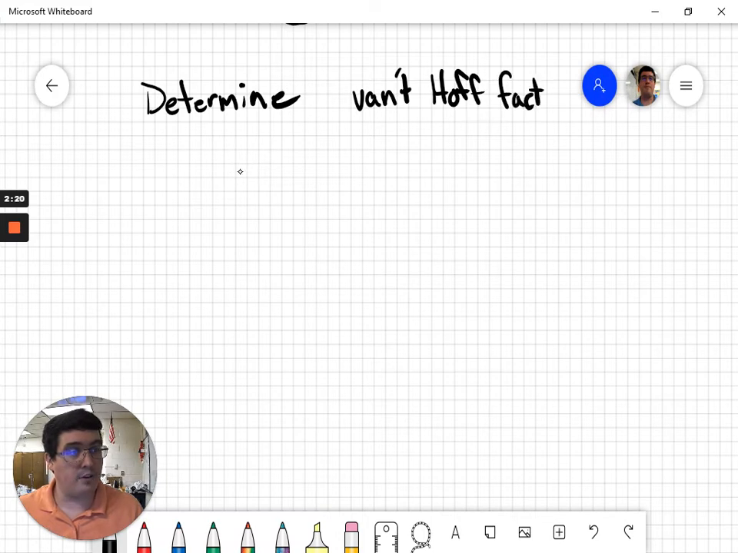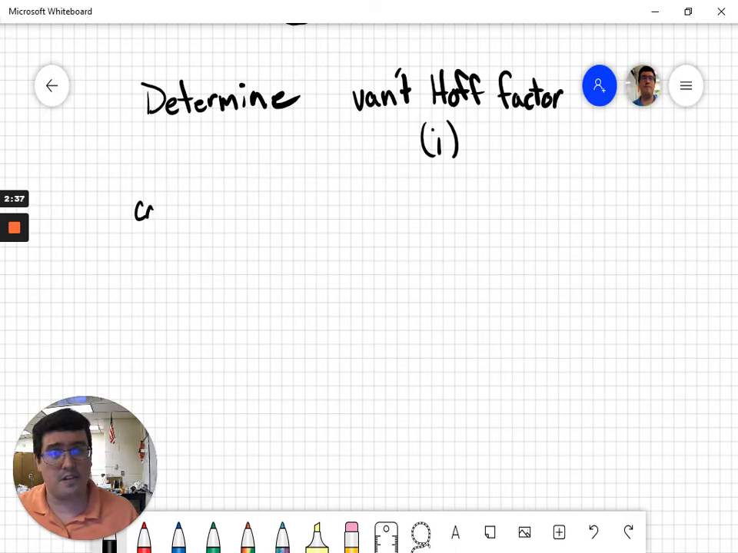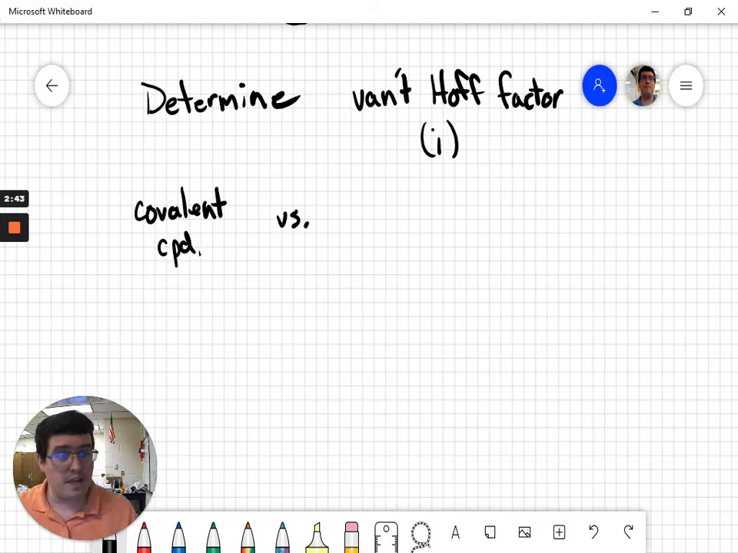And a quick reminder, right, is that the van 't Hoff factor is i. And the reason it's i is because it is most relevant when we have an ionic compound. That's what we're going to talk about today. Believe it or not, the best thing you can do first is check and see if it's a covalent compound versus an ionic compound.